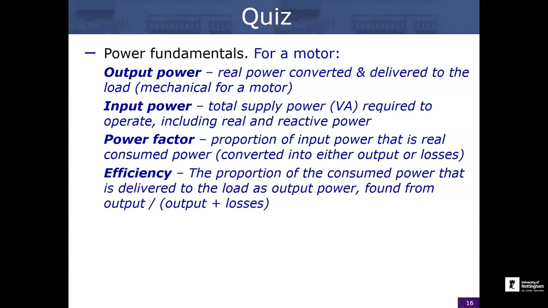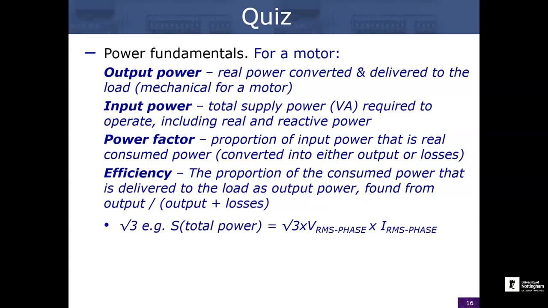And then efficiency is the final part of this puzzle, because efficiency lets us work out how much of the power our machine is consuming is actually delivered to the load as output power. So that's output divided by output plus losses. We generally define efficiency as a percentage. So say we're supplying 100 watts of real power into a machine with 10 watts of losses, our efficiency will be 90%. So out of that 100 watts supplied, 90 watts goes to your output and the other 10 is losses.